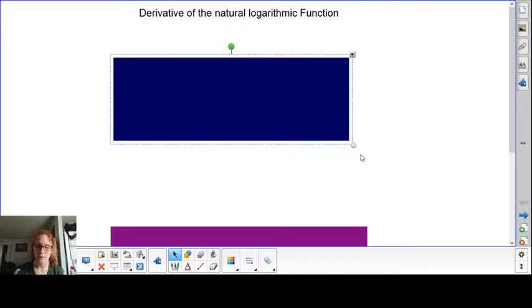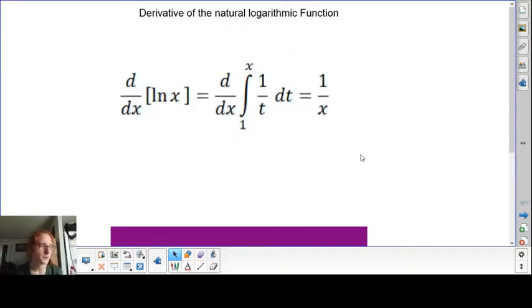So we're going to go ahead and take the derivative of the natural log. I'm going to give you a few seconds to go ahead and copy that down. Remember, if I did go too quick, just hit the pause button. So we're taking the derivative. Remember, d over dx stands for the derivative of this natural log.